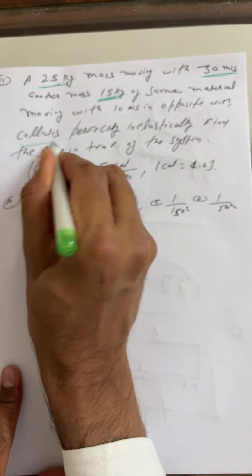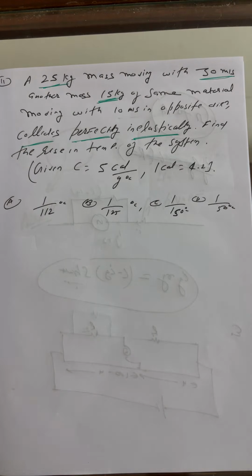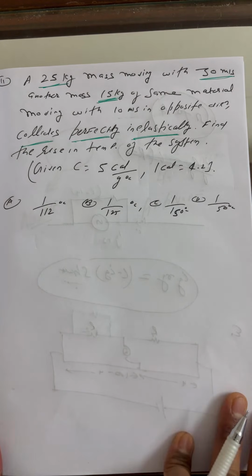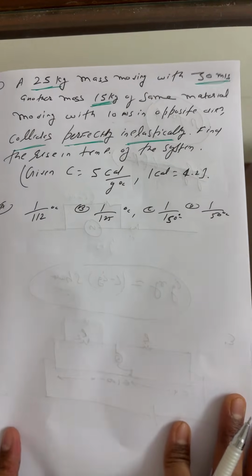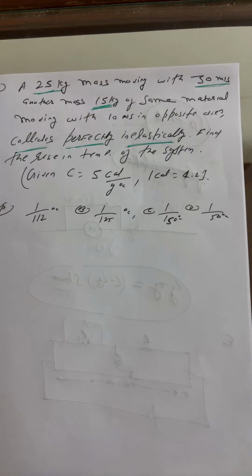Now, they collide perfectly inelastically. What's the meaning of inelastically, beta? For this condition, both will move together. After the collision, both will move together only.